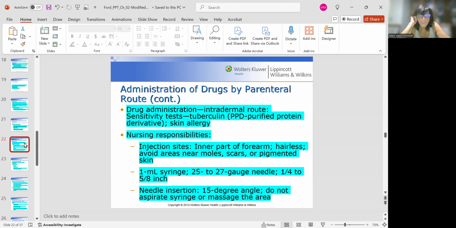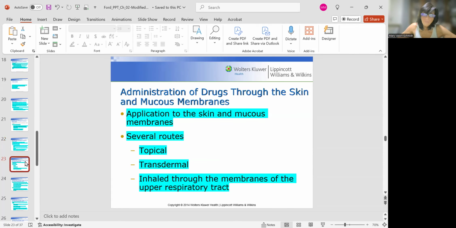It's a 1 milliliter syringe, 25 to 27 gauge needle, super skinny, 1/4 to 5/8 of an inch, super short needle. And you put the needle in at a 15-degree angle, okay? Which is very close to the skin, 5 to 15, actually. You don't aspirate the syringe, you don't massage the area, you go bloop, and you're done, okay?